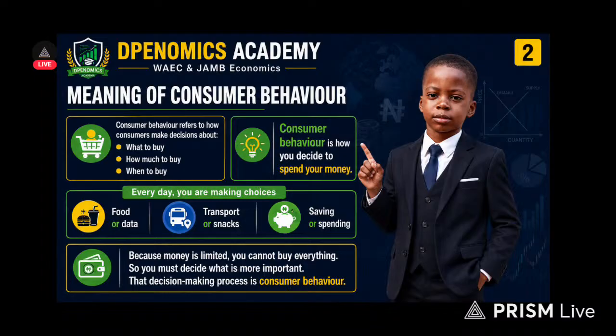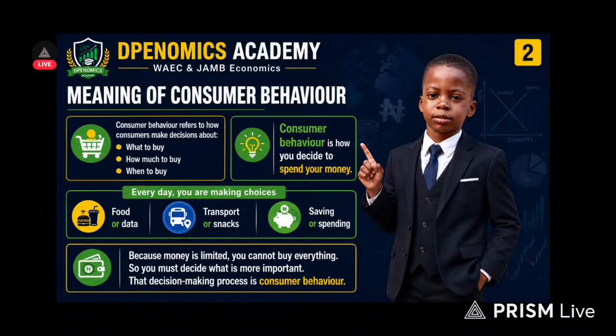So, every day you are making choices. You choose between food or data, transport or snacks, saving or spending your money. Because money is limited, you cannot buy everything. So you must decide what is more important. And that decision process is consumer behavior.